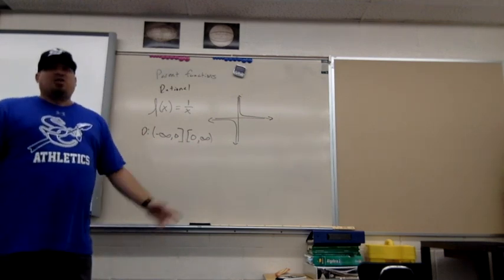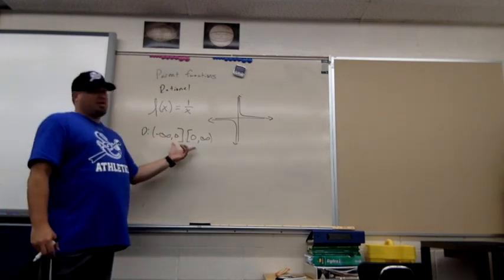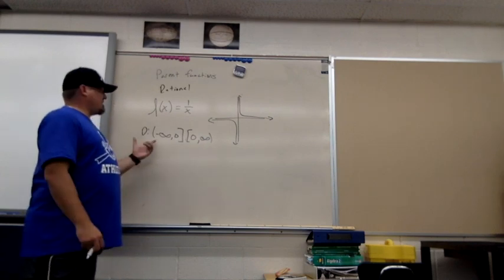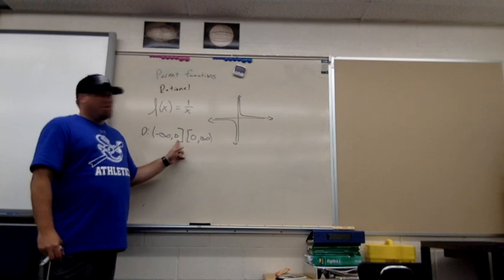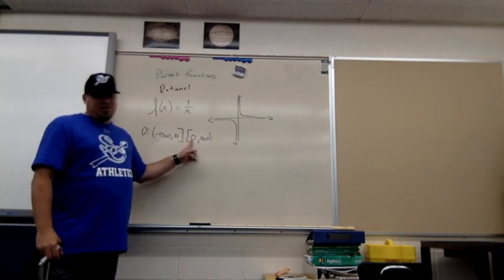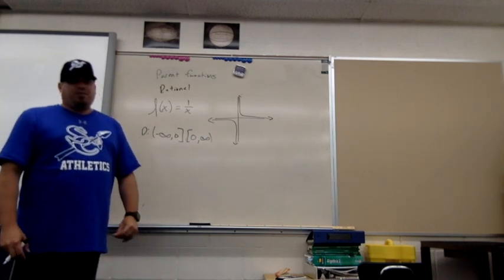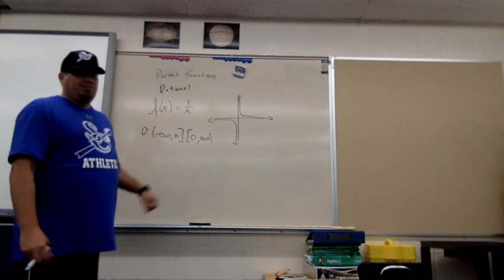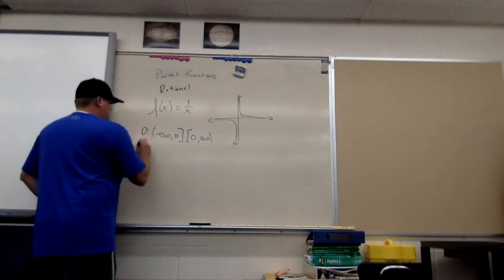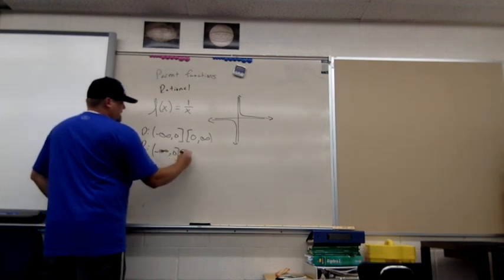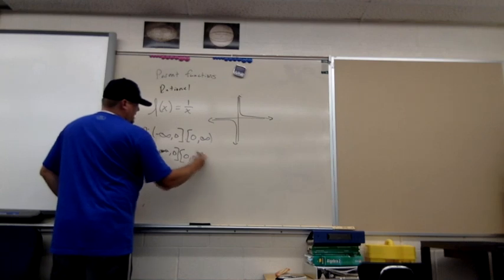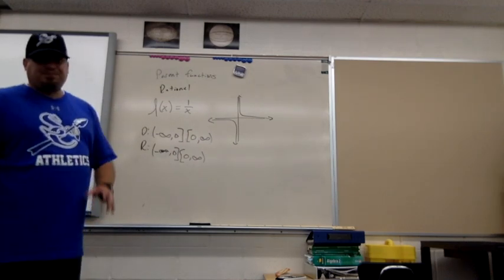It does not include. So basically, using set notation, what I just wrote was the domain goes from negative infinity to 0, but it doesn't touch 0. And then it starts back at 0 without touching it and goes to infinity. Okay, so that is the domain. And for the rational, the range is exactly the same. Negative infinity to 0 with a bracket, and then a bracket 0 to infinity with the parentheses.